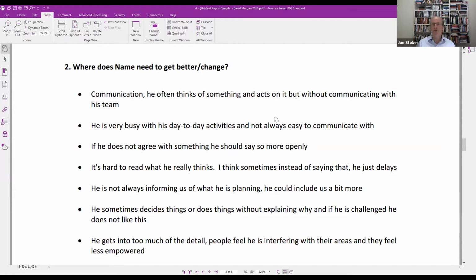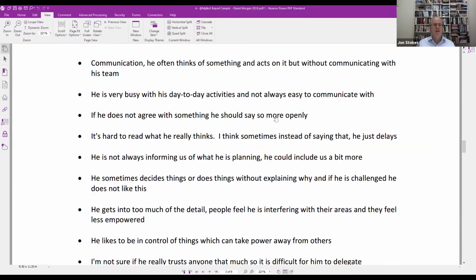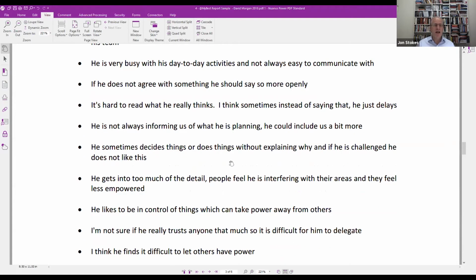Communication: he often thinks of something and acts on it without communicating with his team. He's very busy. I expect you recognize people like this. He doesn't agree with something, he should say so more openly. He's hard to read, what he really thinks, not always informing us of what he's planning.